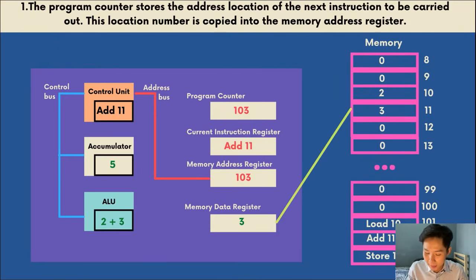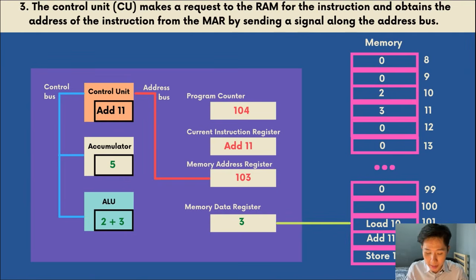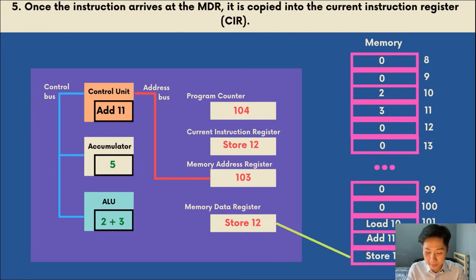Again, the same thing: this memory address register carries the address of the instruction that I need to carry out now. The program counter is incremented by 1, and the control unit makes a request to the RAM for the instruction, obtaining whatever is inside the MAR, okay?